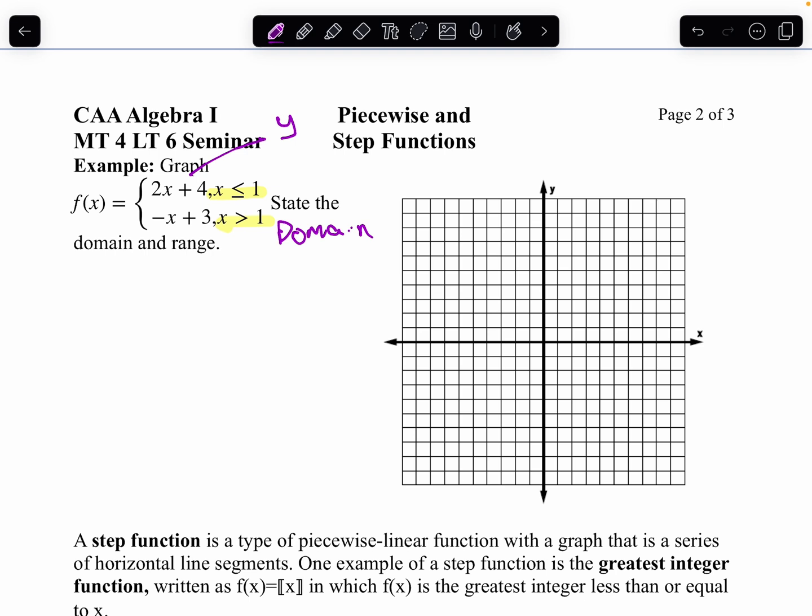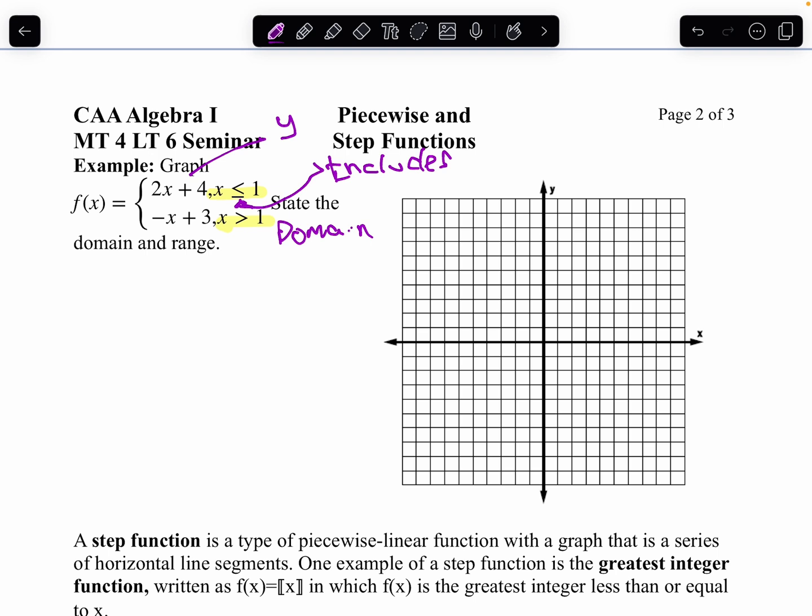Notice, if you're less than or equal to 1, I'm going to use 2x plus 4. If I'm greater than 1, I'm going to use negative x plus 3. When you see a line underneath the inequality, like you do here, that means it includes that point. If there's no line, we're actually not at that point. We're not including that.